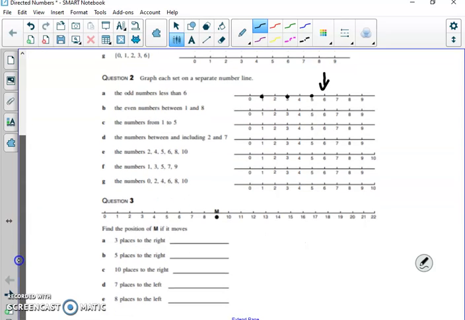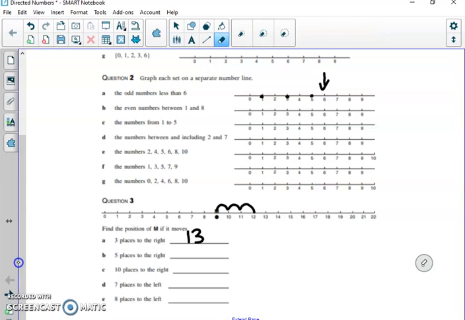All right. So this next one is find the position of M if it moves. So if M moves 3 places to the right, 1, 2, 3, it's here at, oh, goodness me, I pointed to 12, but I wrote 13. It is at 12. Pretty straightforward for that first page.